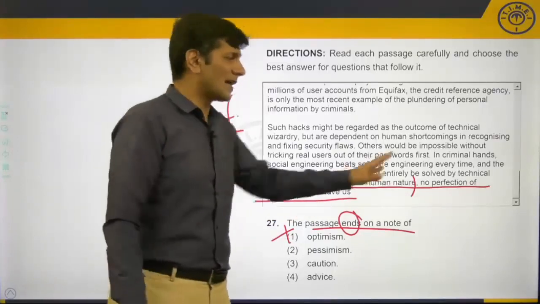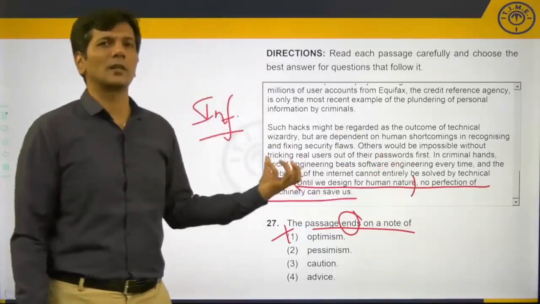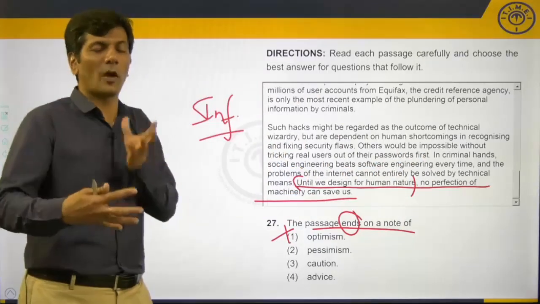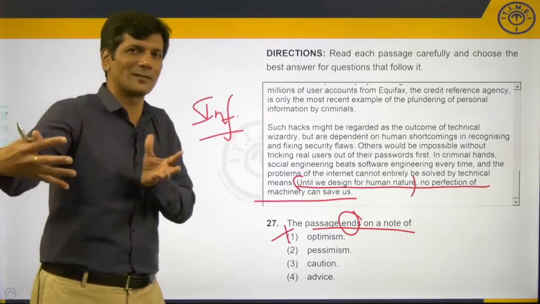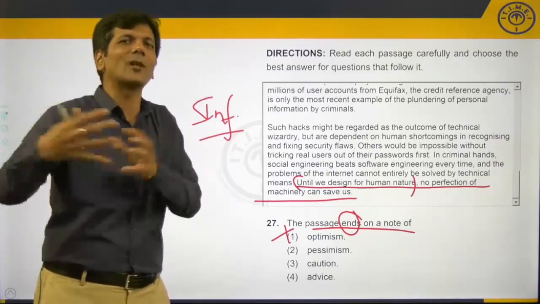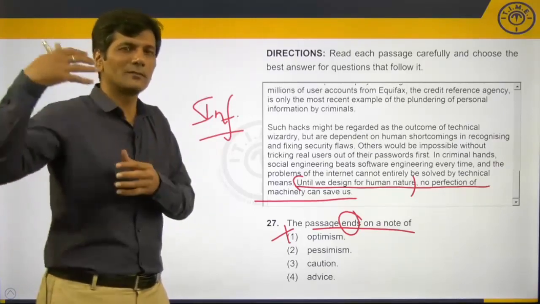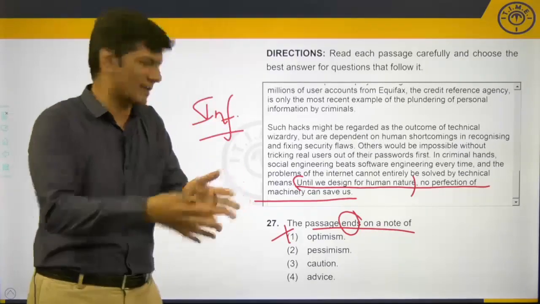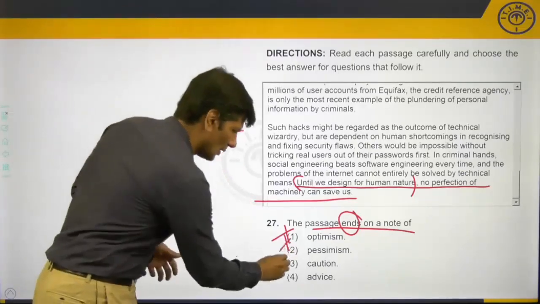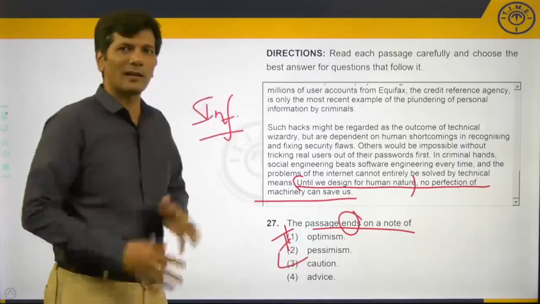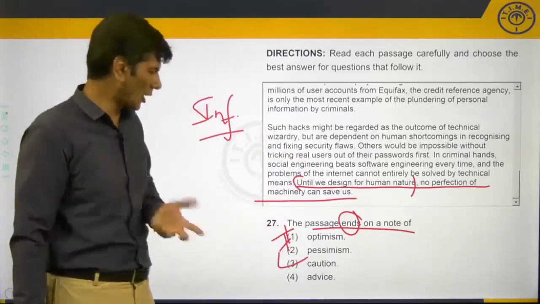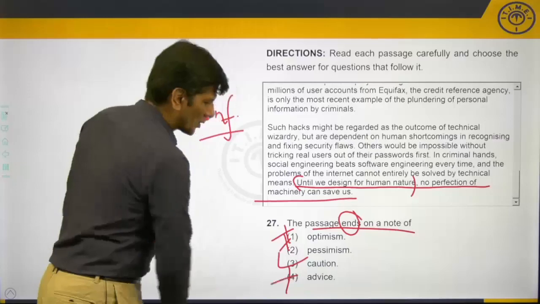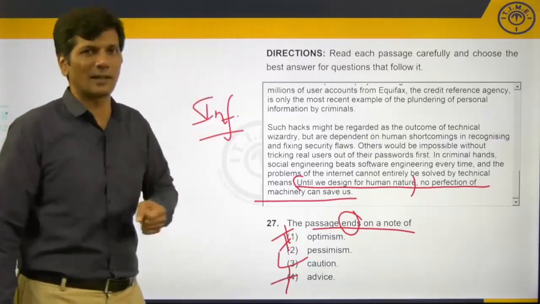But the author says that we can't achieve this until we achieve something. So somewhere the author is optimistic, somewhere the author is also pessimistic, in other words. But it is not just any of them. It's got more to do with, we can save ourselves provided we do this, which eliminates 2 and gives us a clean sheet to option 3, which is ending it on a note of caution. Advice, of course, is also ruled out. The author is really not advising us.